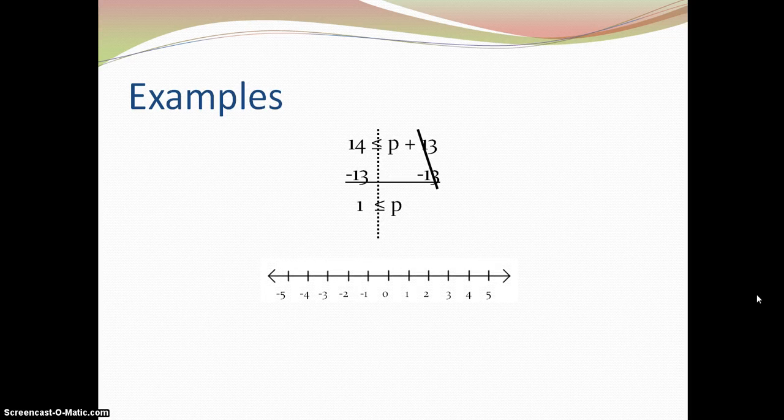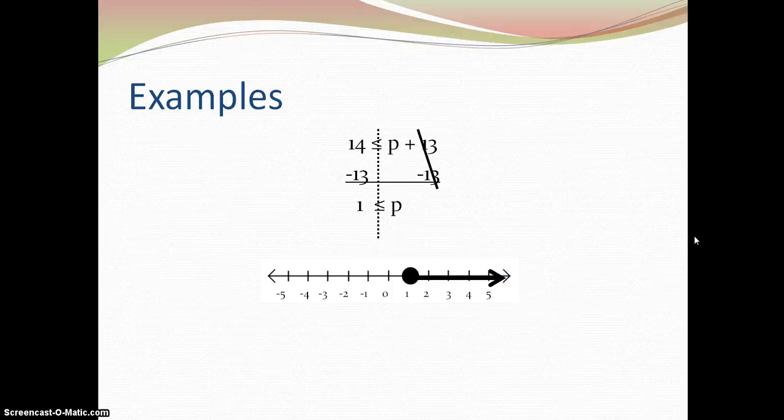We're looking for the number 1, and you decide open or closed. Since we have the line underneath, it is a closed circle, and it's numbers that are bigger than 1. P has to be larger than 1. Those are all the numbers to the right. So once again, even though this is pointing to the left, our arrow is actually going to the right because p is greater than 1.